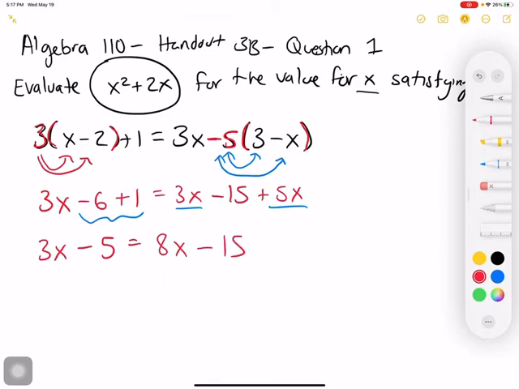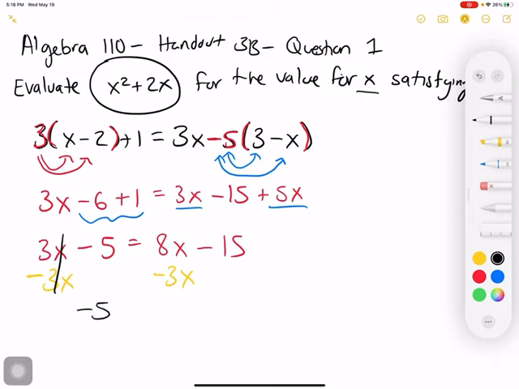Now I'm going to send numbers to one side and letters to the other side of the equation. I'm going to start by sending this 3x to the right side, and later I'm going to send this negative 15 to the left side. So let's get rid of the positive 3x with a negative 3x. But if I do that to the left side, I have to do that to the right side of my equation. If I combine like terms, those cancel out.